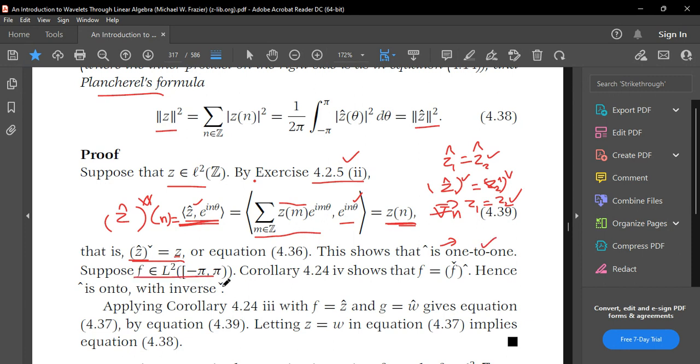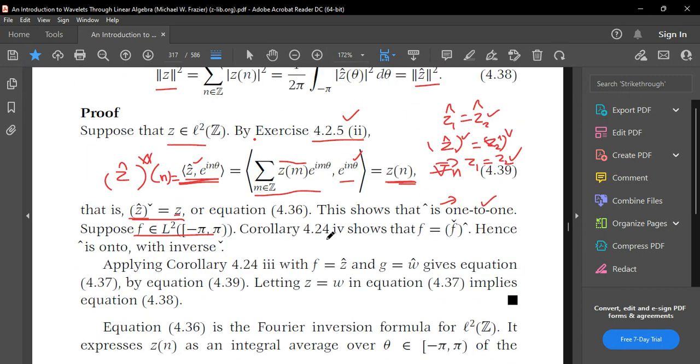And now f belongs to L2 of minus pi to pi. Then corollary 4.244 shows that this can be seen like this: f inverse cap is defined as the summation over n belonging to Z of f inverse of n e raised to i n theta, which is equal to the summation over n belonging to Z of the inner product of f comma e raised to i n theta, times e raised to i n theta. This is equal to f by corollary 4.244, where we can see that f can be written as the summation over n belonging to Z of the inner product of f and e raised to i n theta, times e raised to i n theta.